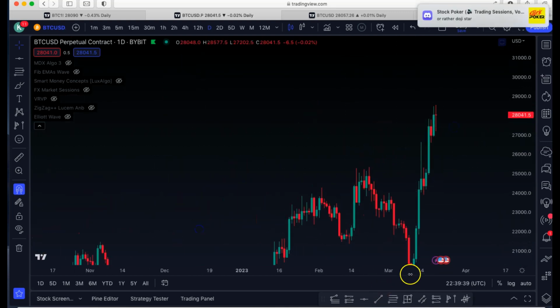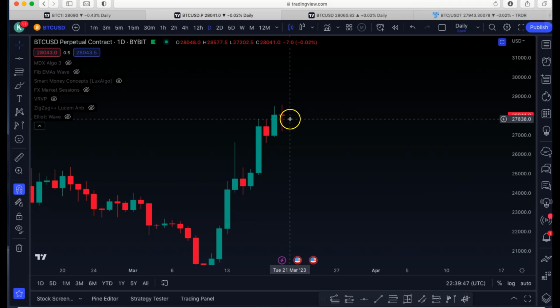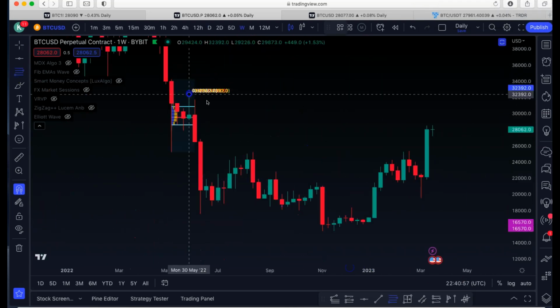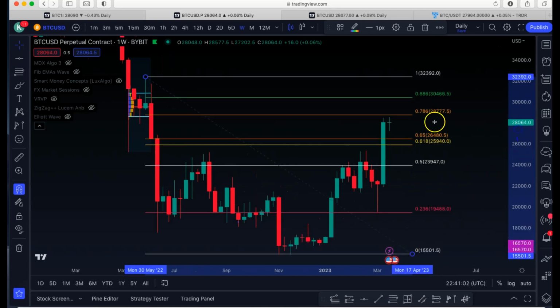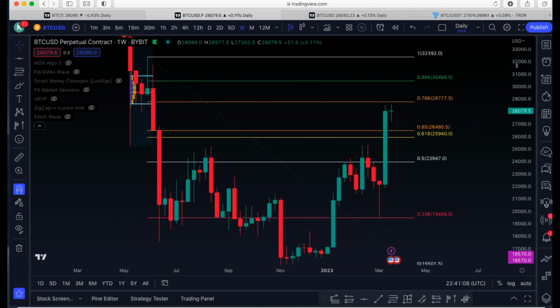But the thing is, Stock Poker, the daily hasn't closed yet. We still have an hour and 20 minutes. Of course, the day is most likely going to end up in a doji. I'm going to draw a fib from this local peak. I'm taking the 32k high. So it seems like this could be a bit more interesting. If we go up and form a doji and a rejection of the 786, that will be quite interesting.